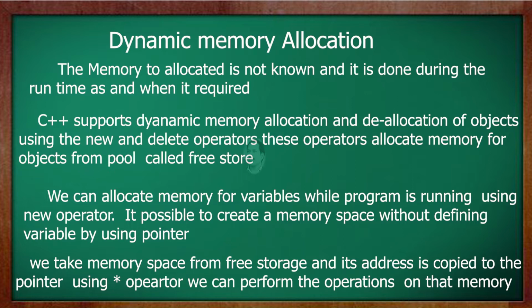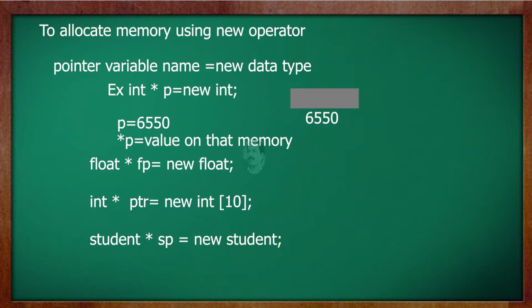Let's take an example. To allocate memory using the new operator, there is a general syntax you can notice here: pointer variable name, followed by the assignment operator, followed by new, followed by the data type. The data type defines what type of dynamic memory space is required and will be allocated, and it gives its address. That address can be copied to the pointer.